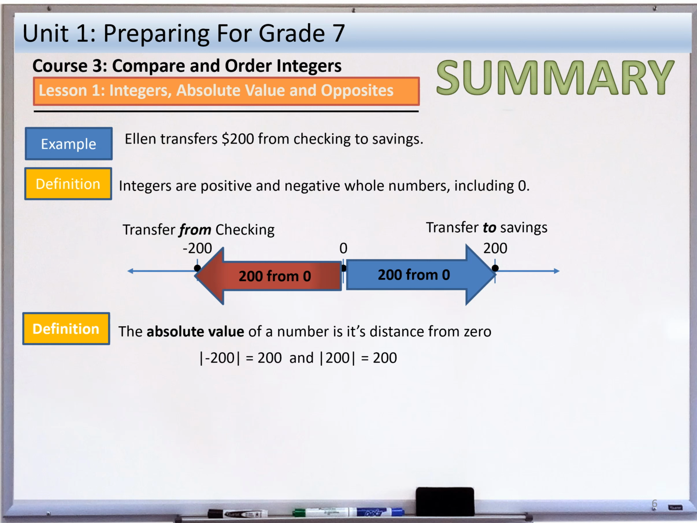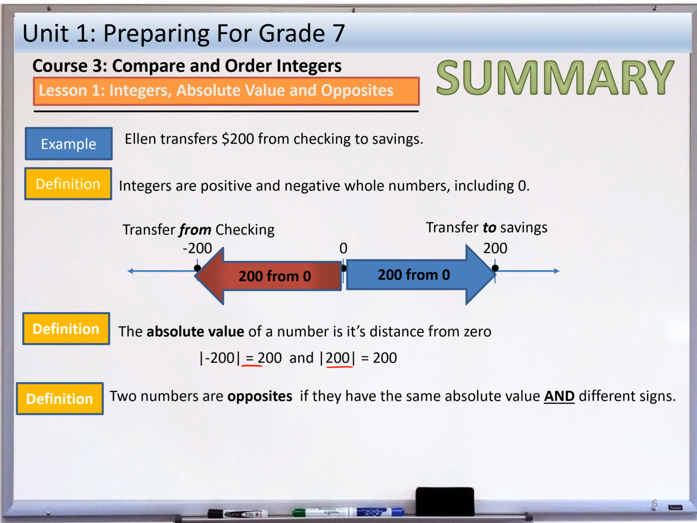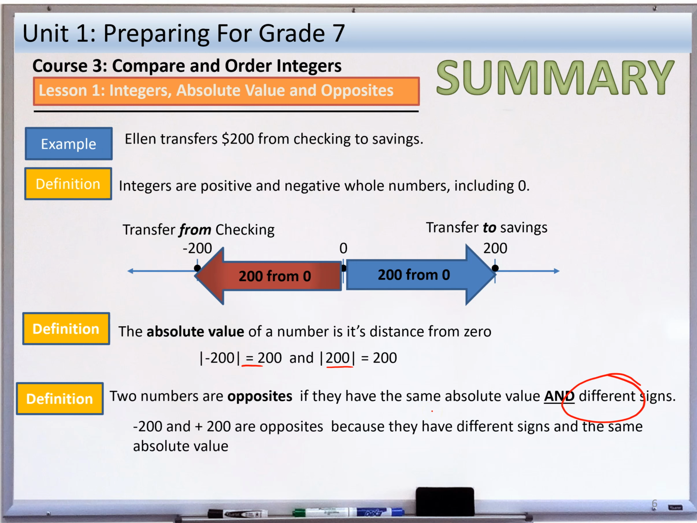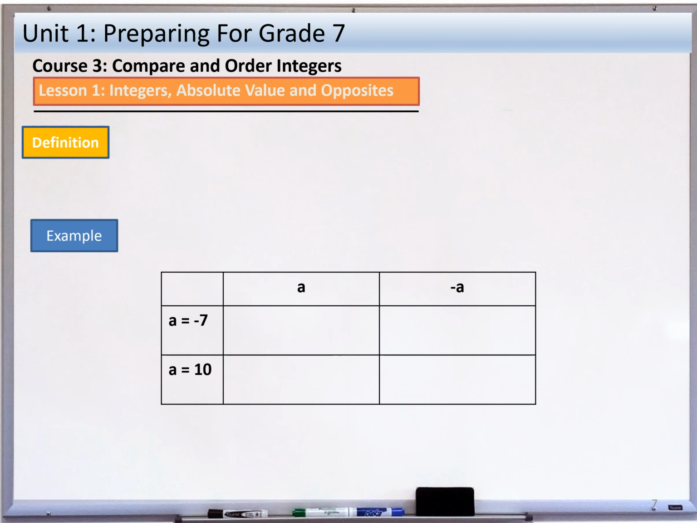We use those symbols, those bars, those pipes, if you will. The absolute value of negative 200 is 200. The absolute value of 200 is 200. They have the same absolute value and opposite signs. That makes them opposites. All right, just a quick review. So let's move forward and finish this up.